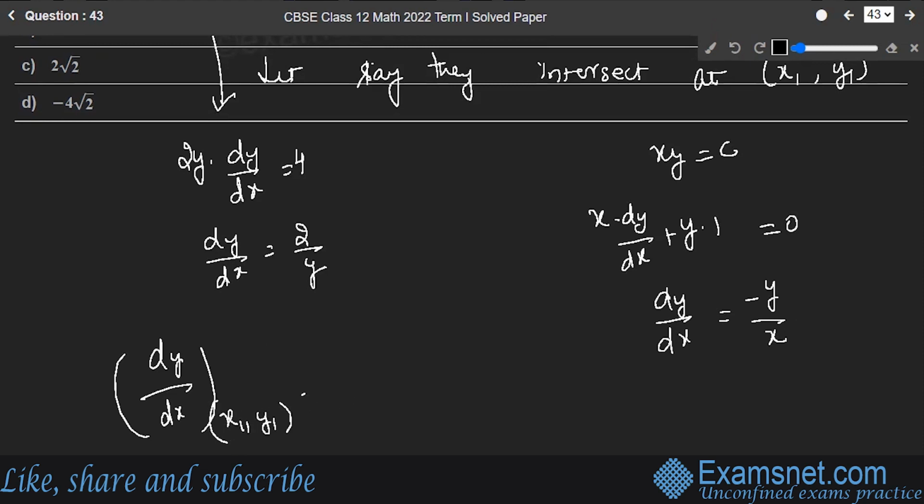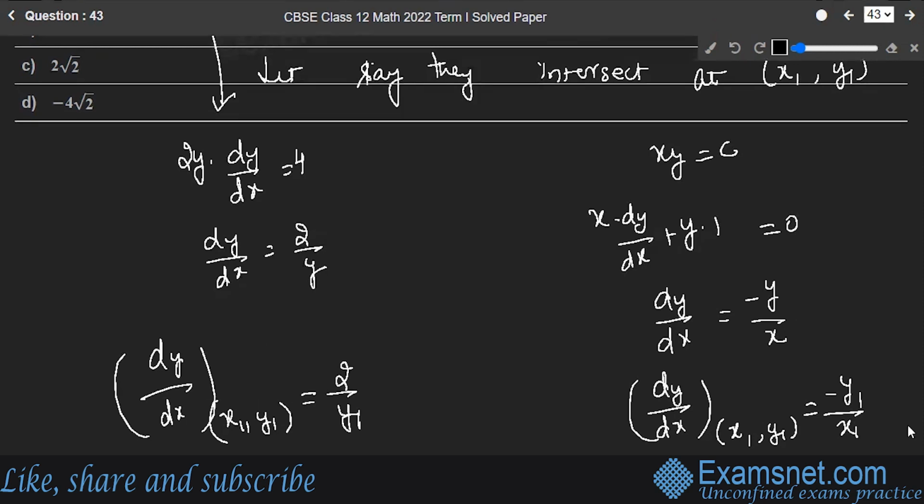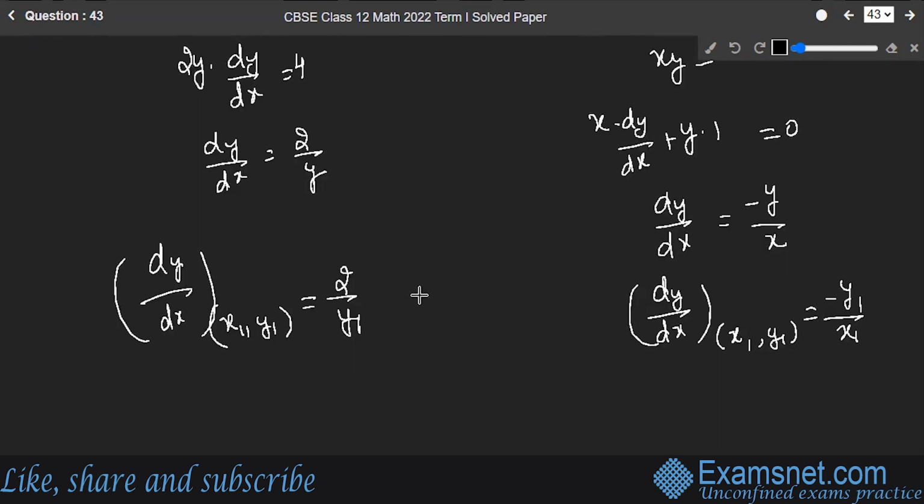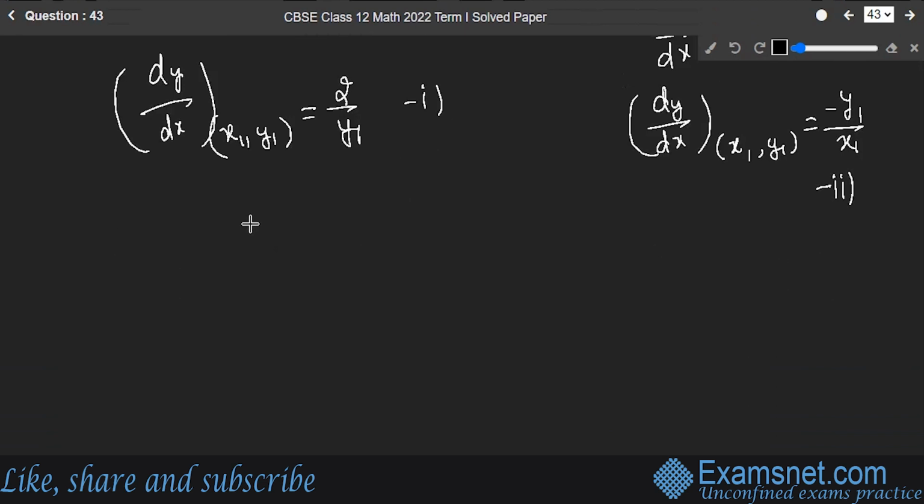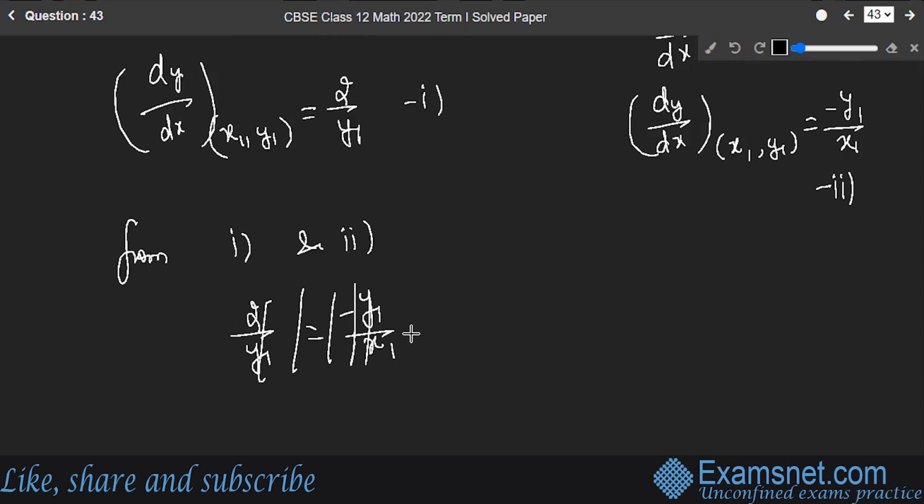Now dy by dx at the point of intersection, which was taken as x1, y1, is equal to 2 upon y1, and over here dy by dx at x1, y1 is equal to minus y1 upon x1. So let's say these are the two equations, 1 and 2. From 1 and 2, 2 upon y1 is equal to minus y1 upon x1. Sorry, they are orthogonal to each other.